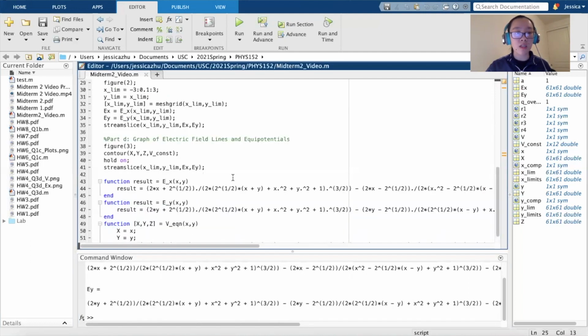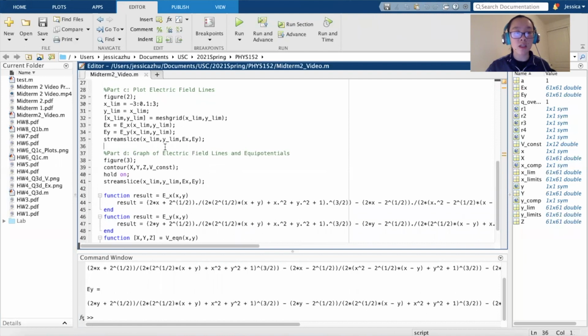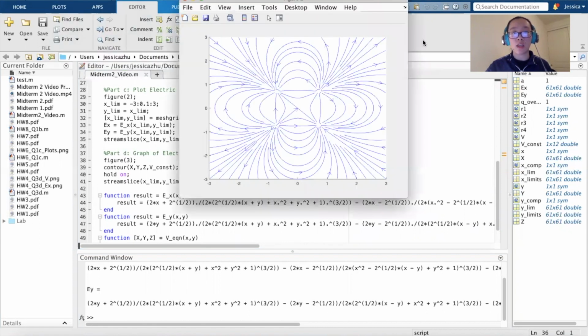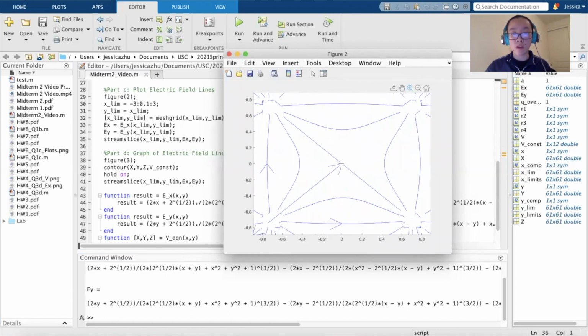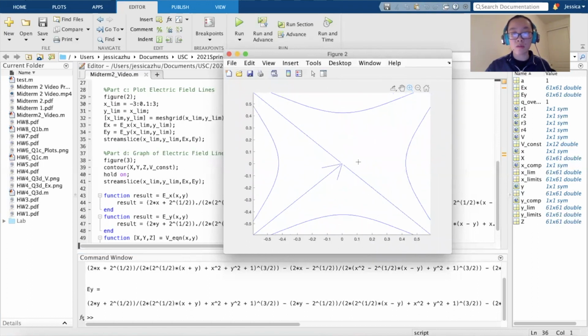Then in part C, I plotted the electric field lines based off of the Ex and Ey I calculated from part B. This can be seen in figure 2. If I zoom in to the center, you can see that there is a small gap in the middle, signifying that the centermost lines aren't actually connected.